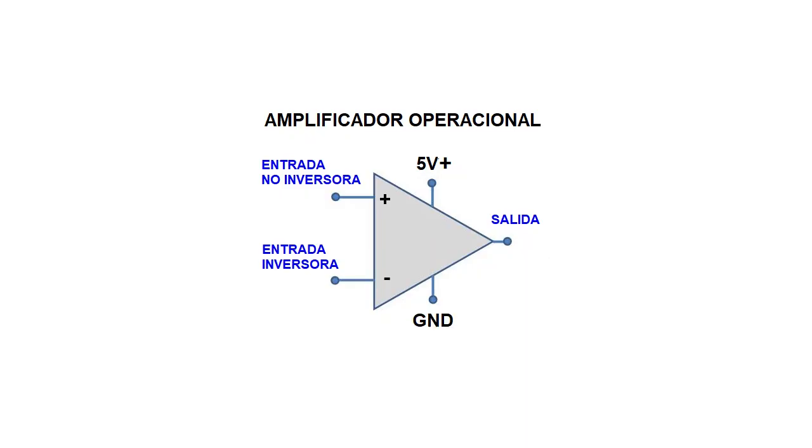Here we see another example. The op-amp is powered with 5 volts and GND. In this case, if the inverting input is higher than the non-inverting input, at the output we will have GND or ground, and if the inverting input is less than the non-inverting input, at the output we will have the 5 volts of supply. We can see this better with an example in Proteus, so let's go to it.